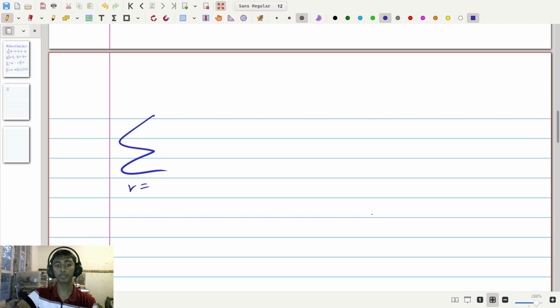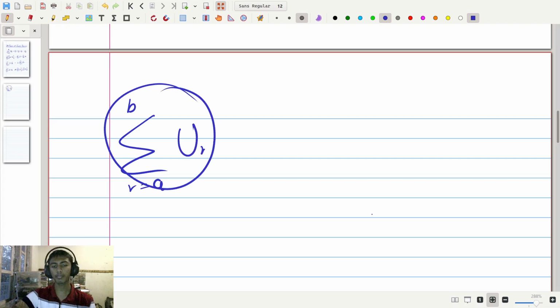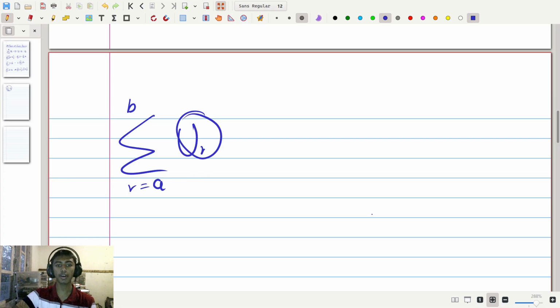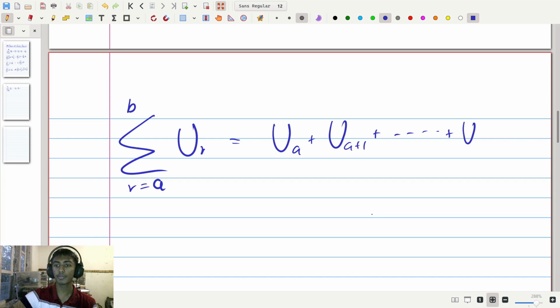For our purposes, to make this very general, we'll start at a instead of 1 and end at, let's say, b. If our term is u of r, then the sum is going to be all the values of u of r from r equals a up to r equals b. Therefore, this sum is u of a plus u of a plus 1 plus and so on and so forth until the last term, which is going to be u of b minus 1 plus u of b.